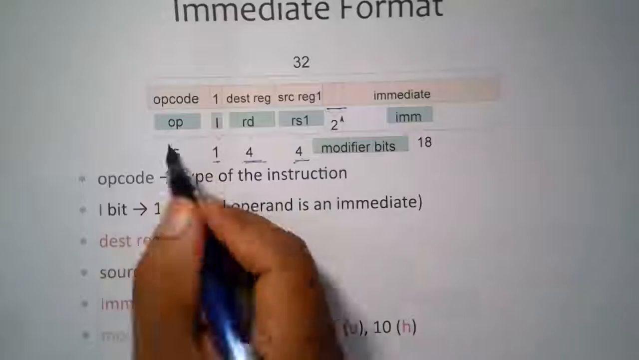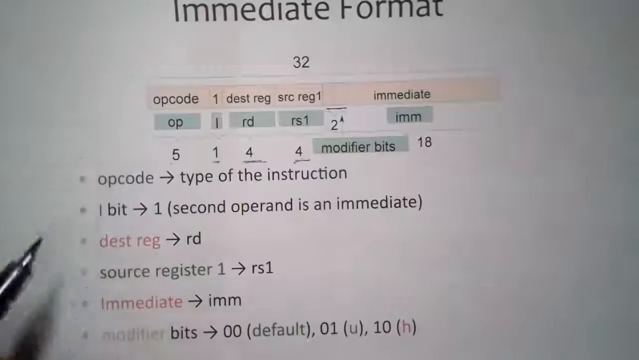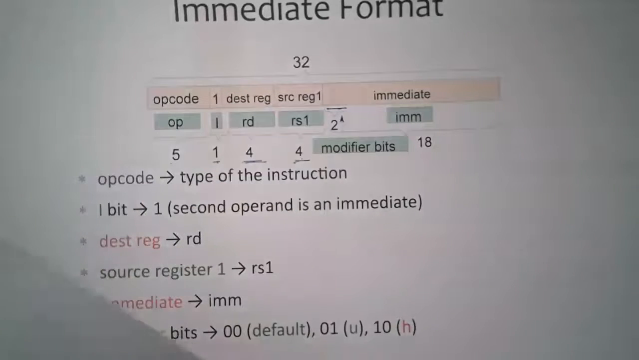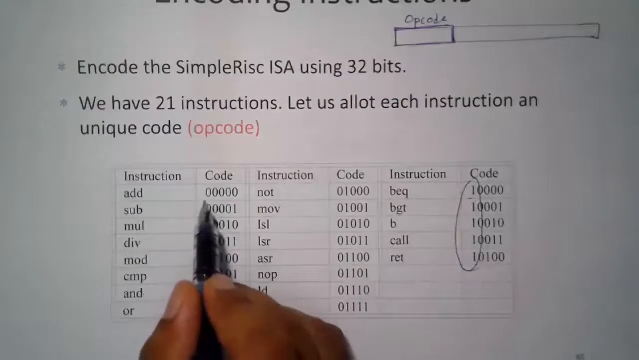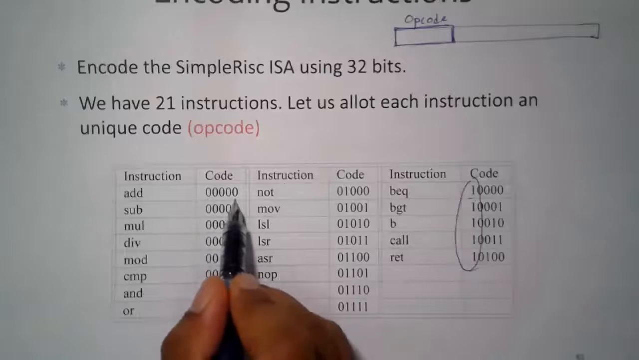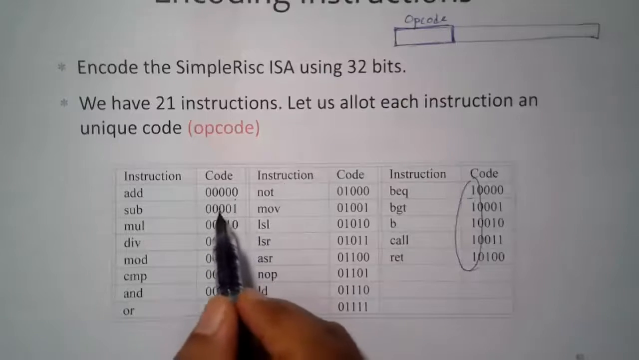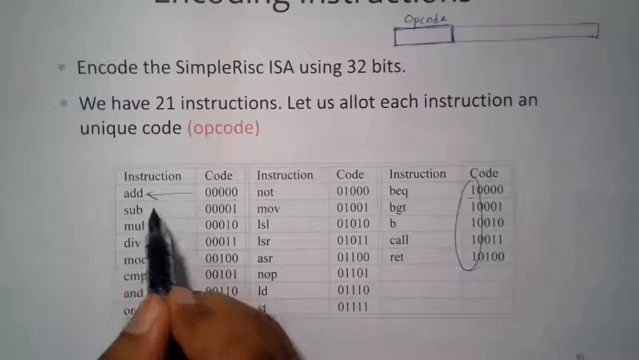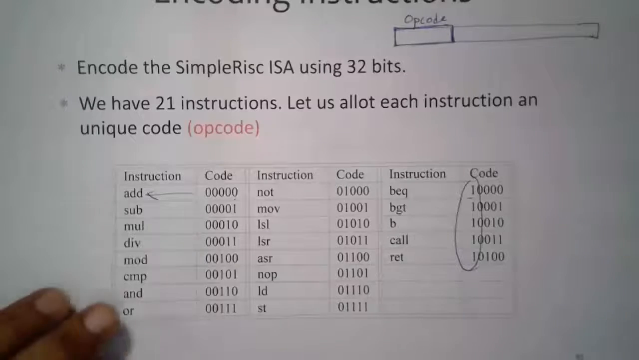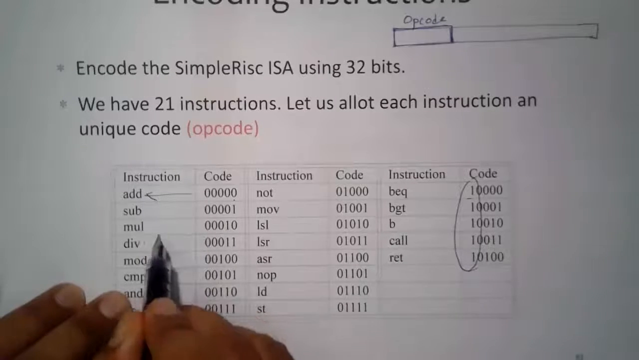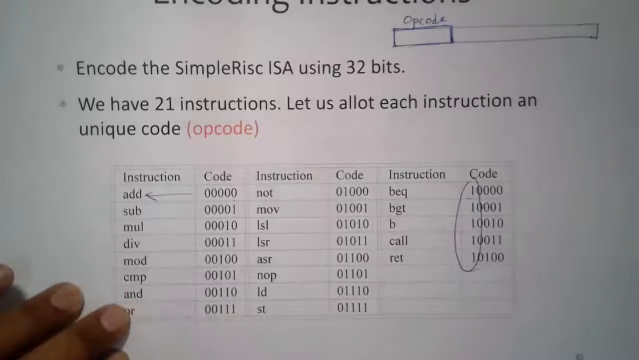No. So I have 21 instructions, if you remember. So now I have to uniquely identify these 21 instructions. For example, in the opcode, if it is written as 5 zeros, the decoder has to decode that this corresponds to add. So I have 21 different instructions, and I have to uniquely identify each of them. So I am just assigning a unique identifier to each of these instructions.